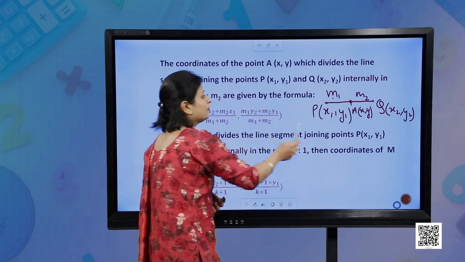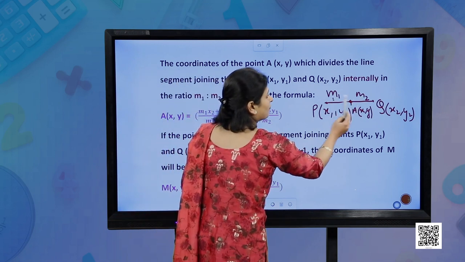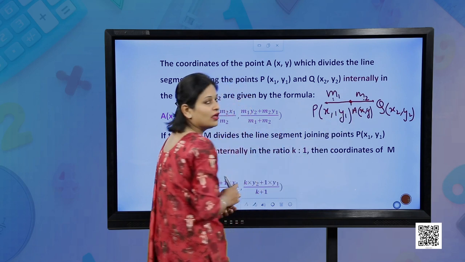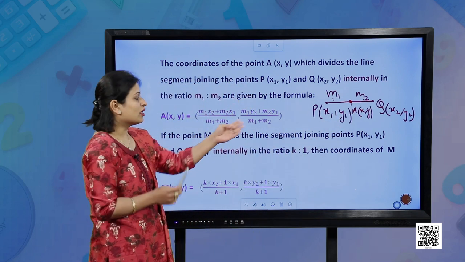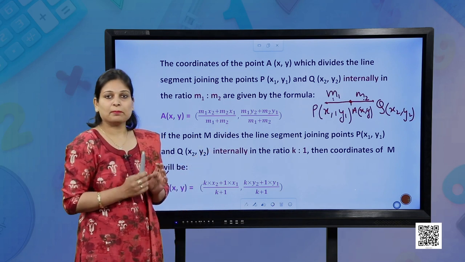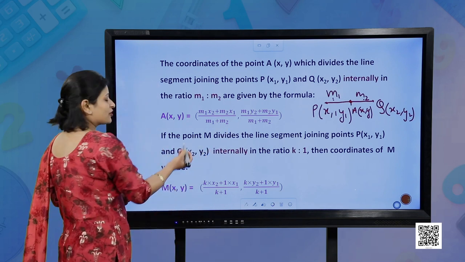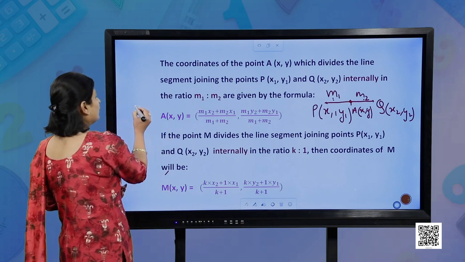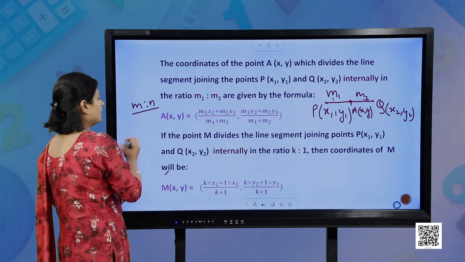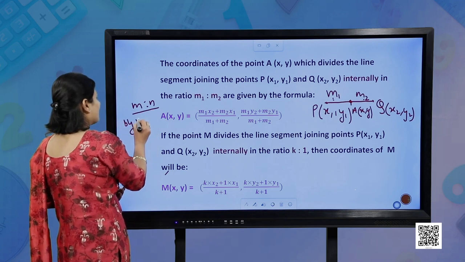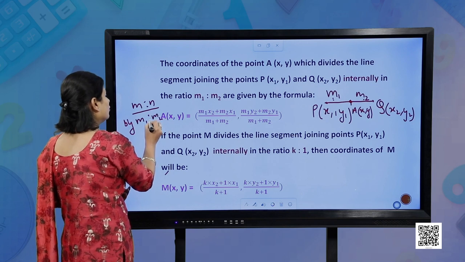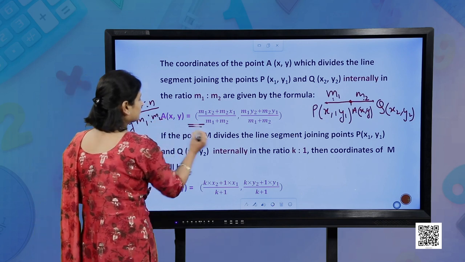And for y, what will you do? (m1 y2 + m2 y1) divided by the sum of the ratios, which is m1 + m2. You have to simply replace, in the section formula, the value of m is to n, which is the ratio, by m1 and m2. You will get this formula.